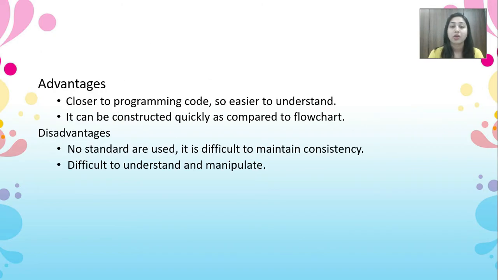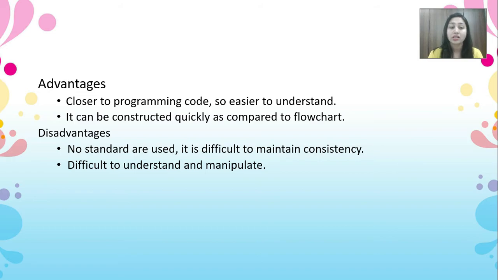Clear? Now again, advantages and disadvantages are there. So the advantages are it is closer to programming code, so easier to understand, right? We have to write a pseudocode in the programming language, so obviously it is easier to understand. And second, it can be constructed quickly as compared to flowchart. It will be made quickly compared to flowchart, because in the flowchart you have to draw all the shapes and then you can write the instruction in it. But in the pseudocode you can write the same as an algorithm but in the programming language easily.